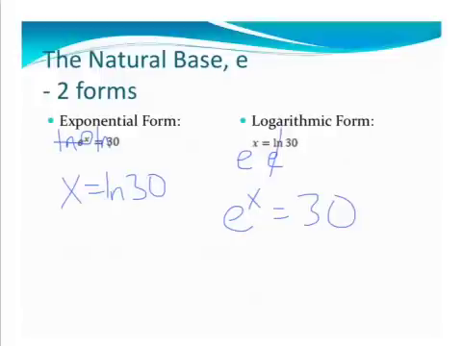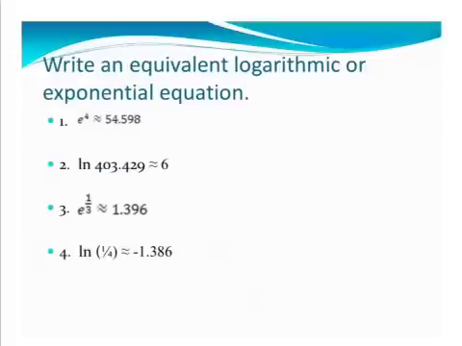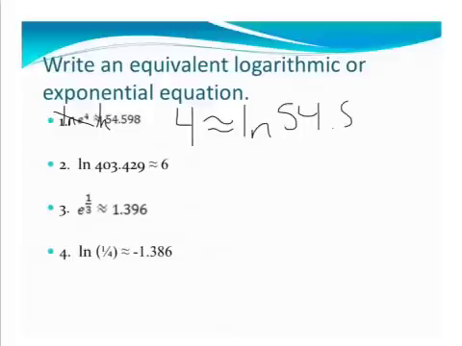All right, so let's try this with a couple problems. It says write an equivalent logarithmic or exponential equation. If I have the e there, I know that's exponential, and I want to get the logarithmic part in there. So I have to take the natural log of both sides. The e and the natural log will cancel out, and I'm left with 4 equals the natural log of 54.598.